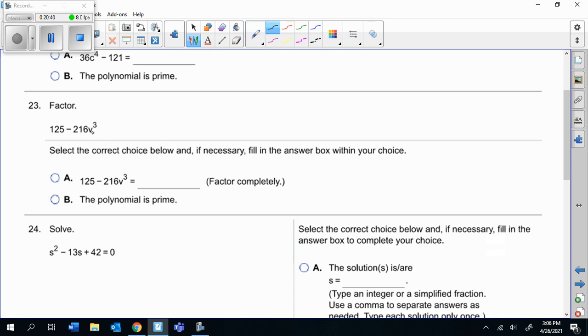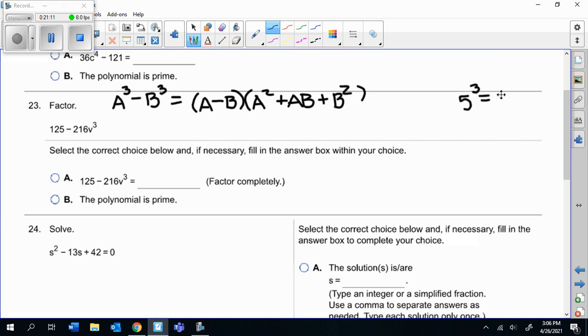This one uses the perfect cube formula. And so it looks like it's a cubed minus b cubed, which is going to factor out to a minus b, a squared plus ab plus b squared. And you have to ask yourself, what is being cubed? So in the case of 125, that's 5 to the 3rd power. So every time I see a in the formula, I'm going to plop in a 5.